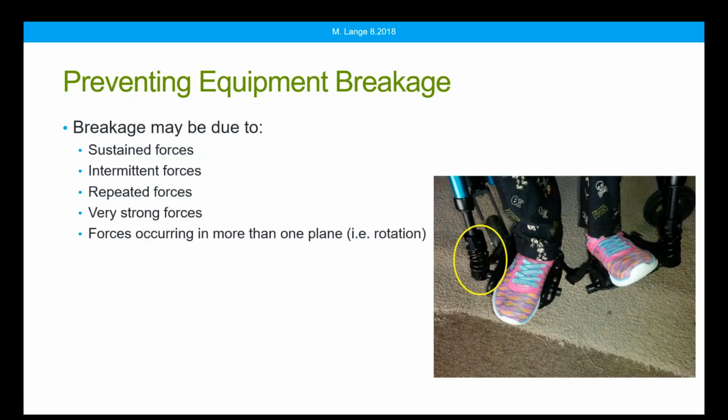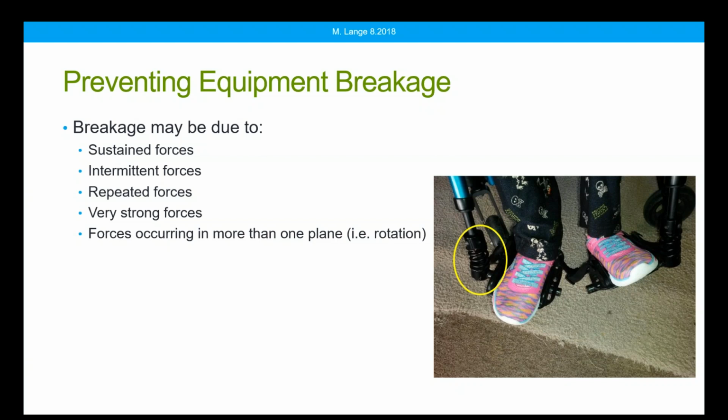So breakage can be due to sustained forces, intermittent forces, repeated forces, and really, really strong forces. And we can see a combination of all that with our clients. Many of my clients show times where they lean into their equipment and hang out there for a sustained amount of time with a lot of force. That same client might show those intermittent bursts of force. Some clients really show repeated forces, who tend to rock.